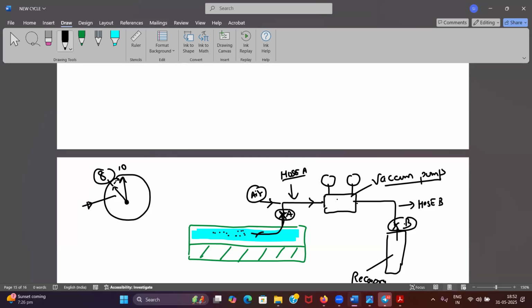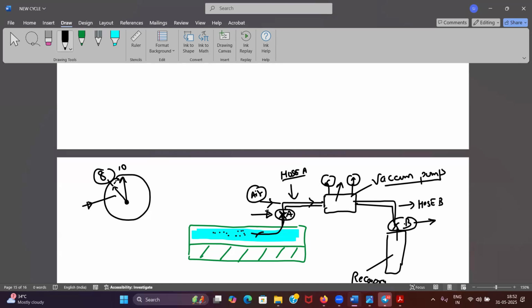What will I do? I will start the vacuum pump and open the B valve. It will create vacuum in this line, in hose number A. You can see in the pressure gauge, it will show a negative value, and it will be throwing it into your recovery bottle. You can see the pressure rising here when it is throwing it away. Now once the vacuum has been generated, you open number A valve, the vent valve.